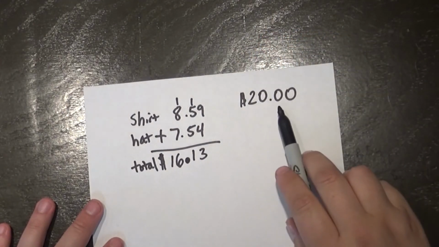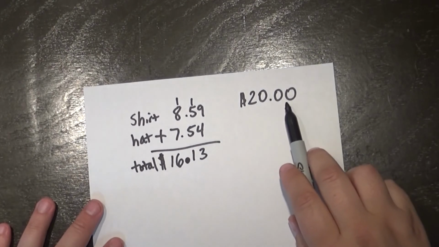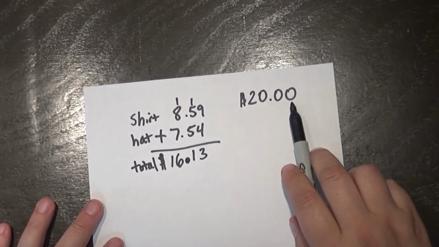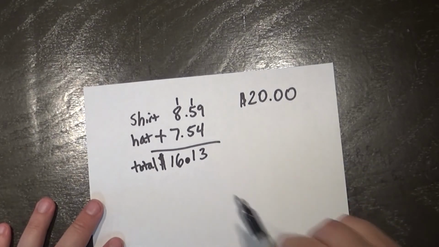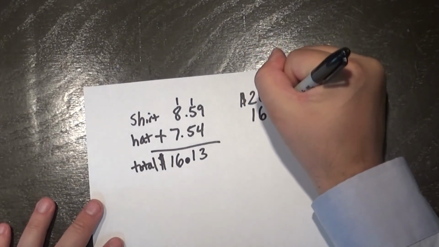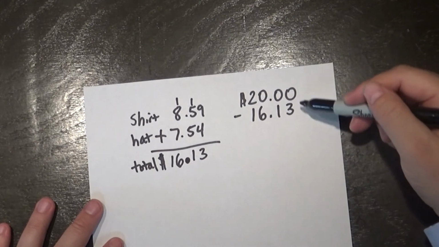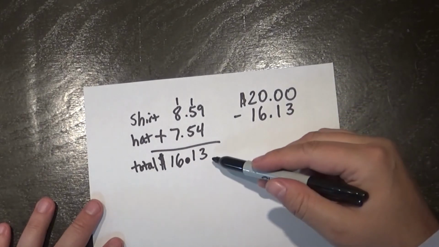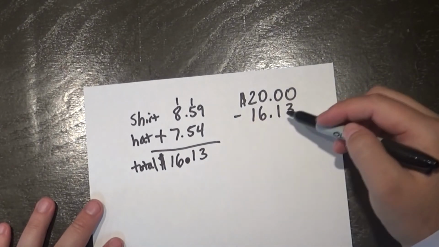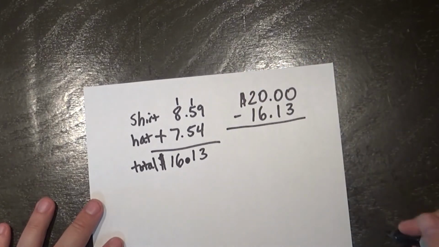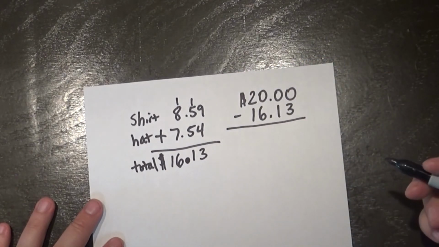I write it with my decimal point and the 00 here for cents, because I have to line up my decimals whenever I'm subtracting. And that's exactly what I'm going to be doing. I'm going to take my $20, take away the amount that I paid total for the shirt and the hat, and that's going to tell me how much change I get back, or what the difference would be.